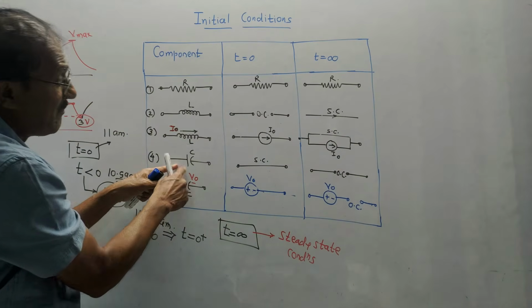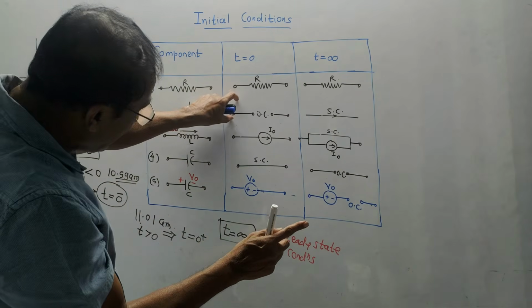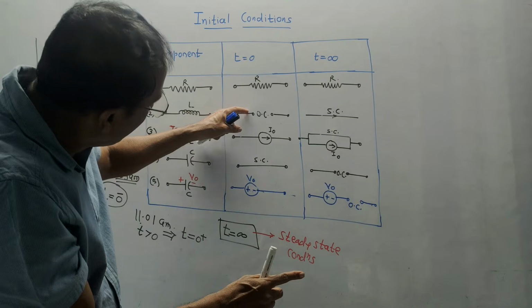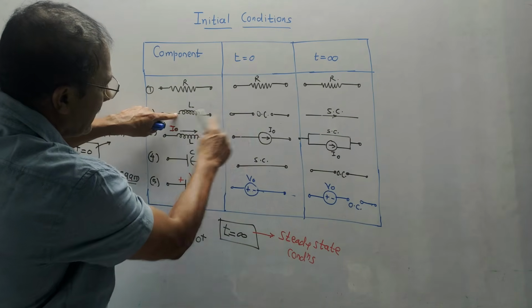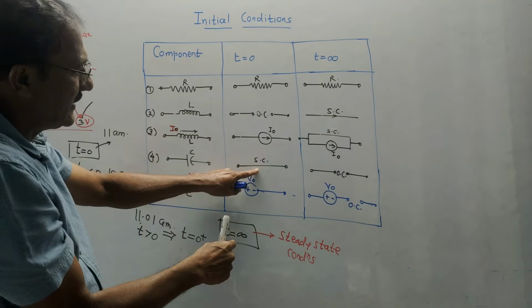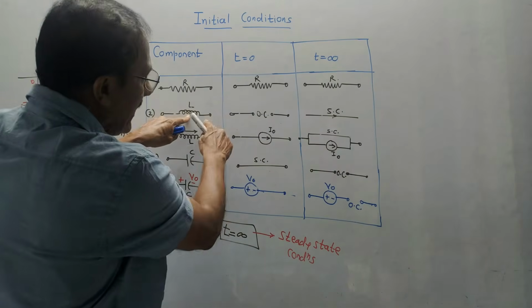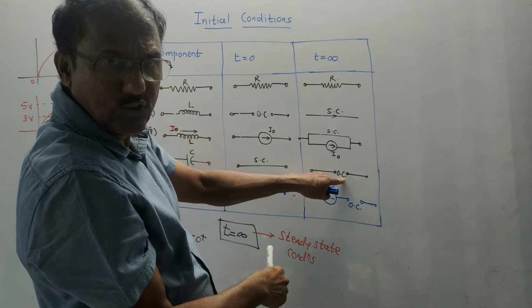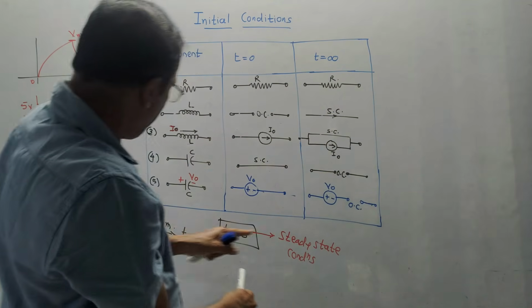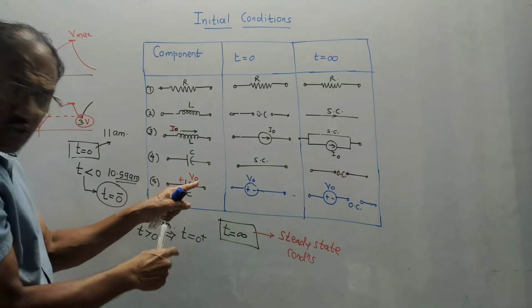For capacitor, make the thing simple. Whatever things you will be memorizing for inductor, write it in the opposite way. That means at t equals 0, inductor is open circuit, capacitor is short circuit. At t equals infinity, inductor is short circuit, capacitor is open circuit. Exactly opposite.